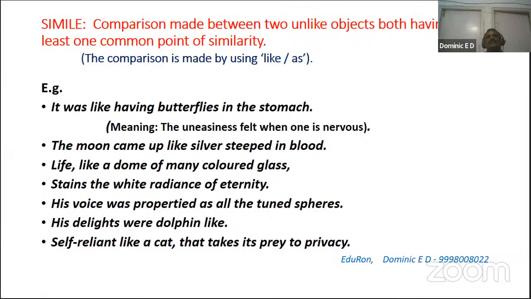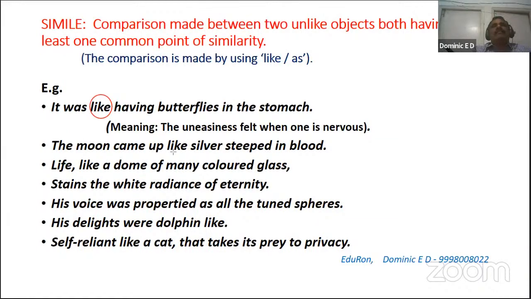Example: it was like having butterflies in my stomach. So this word like, over here, is something that you need to keep in mind. Meaning, suppose you are going for an interview, or going for your board examination, those tenth standard students, then you may feel a bit of uneasiness, a different type of feeling in the stomach. That's why having butterflies in your stomach.